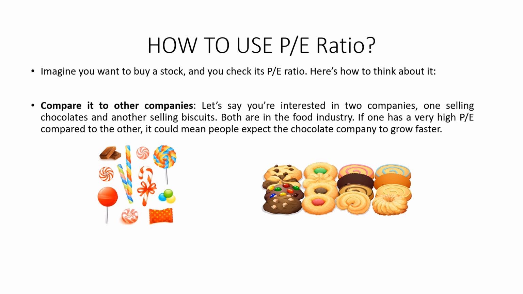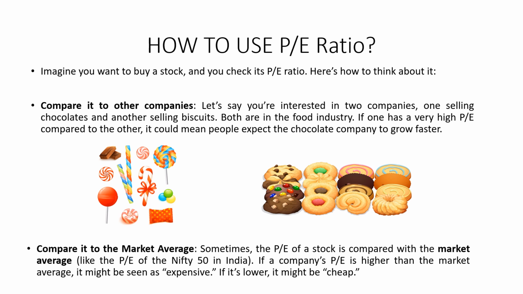And if one has a very high PE compared to the other, it could simply mean people expect the chocolate company to grow much faster. Then compare it with the market average. Sometimes the PE of a stock is compared with the market average, like the PE of the Nifty 50 in India. If a company's PE is higher than the market average, it might be seen as expensive, and if it's lower, it might be cheap. Understood? Excellent.